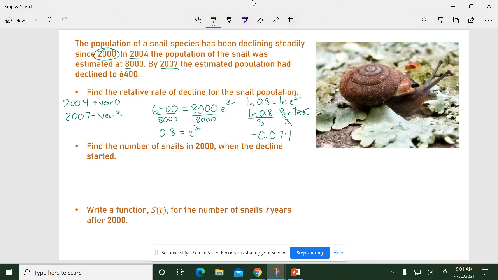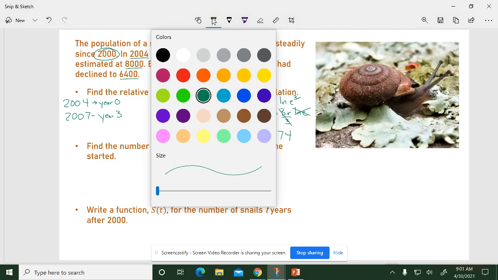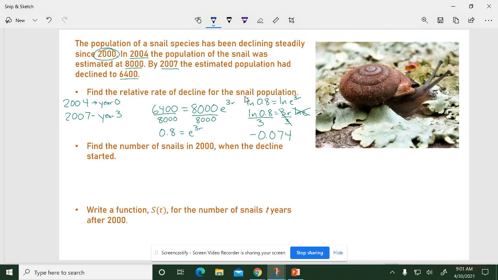Now we want to find the number of snails in the year 2000. 2000 here is our initial year. That's when we're starting. So what we want to do here is pick one of the other 2 years, and it really doesn't matter which one we do. I'm going to go with the 6,400, the 2007, but you could just as easily do this with the 8,000. It really doesn't matter, but pick one of those. So I'm going to start with 6,400.